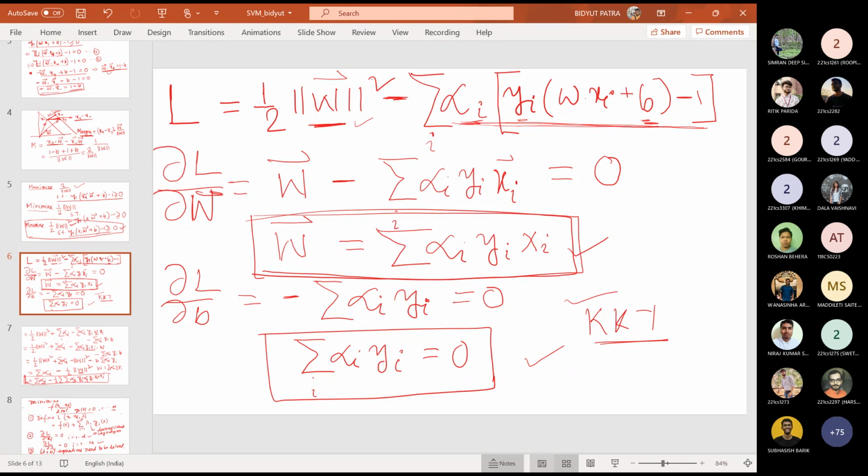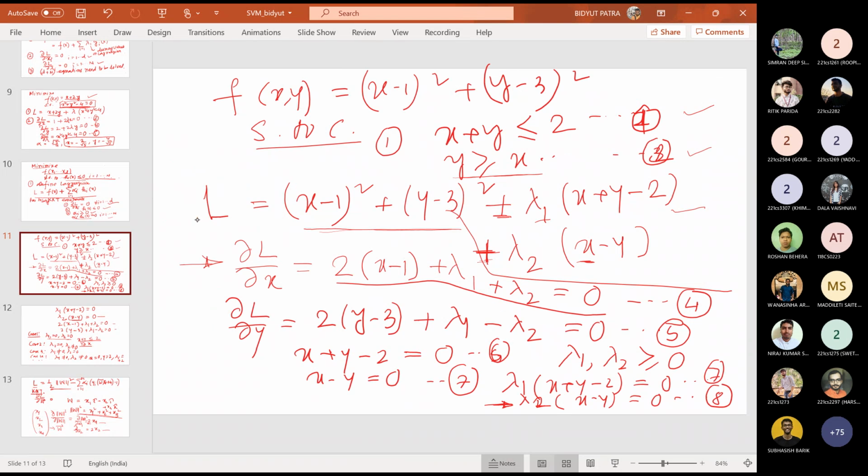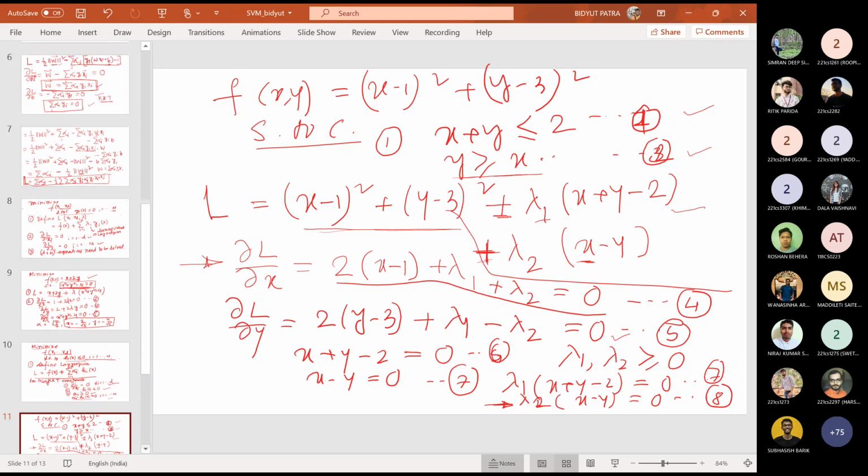Okay, so KKT's conditions. If you go back here, del L del x, that means with respect to W and B, we have to fix it. And this is lambda 1, lambda 2. The variable, the Lagrangian multiplier, should be greater than or equal to 0, and lambda 1 multiplied with the constraint should be 0. So therefore, if you go back here, you can equate it.